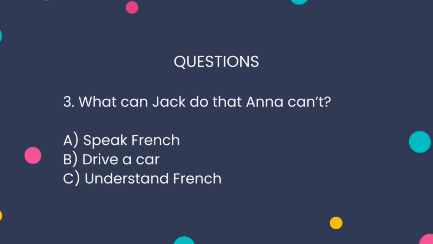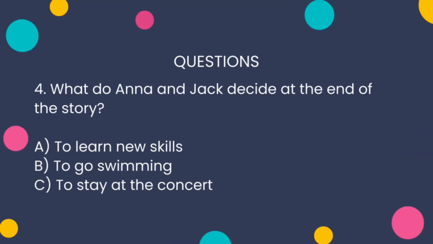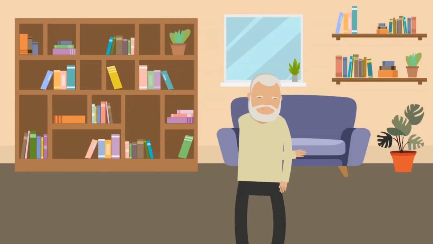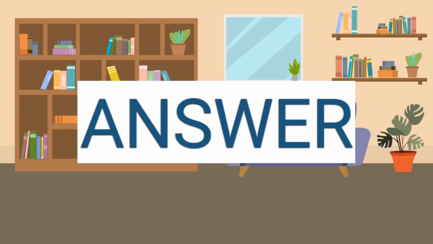3. What can Jack do that Anna can't? 4. What do Anna and Jack decide at the end of the story? Here are the answers. Answer.